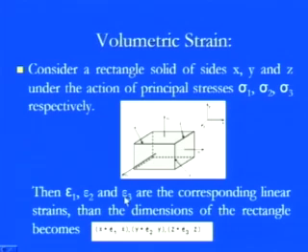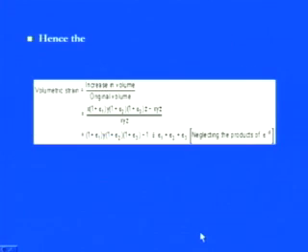And we can say what exactly the change is: in the x direction we have x plus epsilon 1 into x, in the y direction y plus epsilon 2 into y, and in the z direction z plus epsilon 3 into z. Now, the net change in the volume divided by the original volume will give you the volumetric strain. So, coming to the main definition, volumetric strain is equal to the increase in volume divided by the original volume, or the change in volume divided by the original volume.